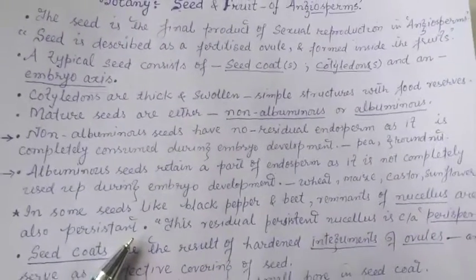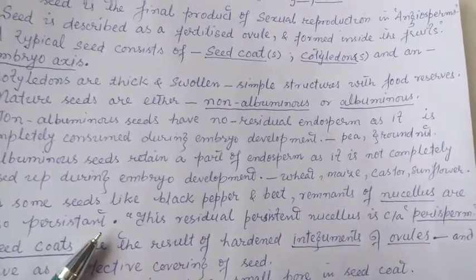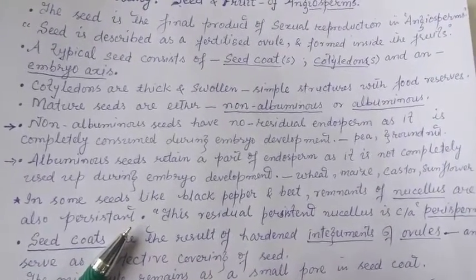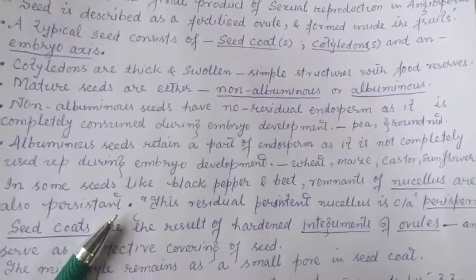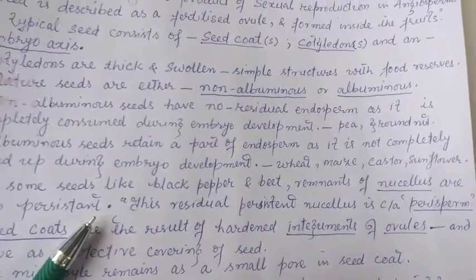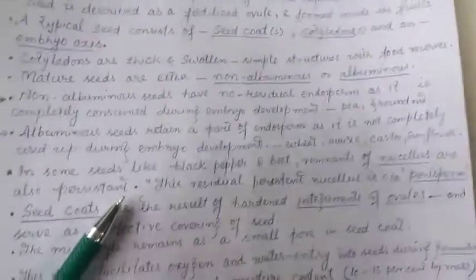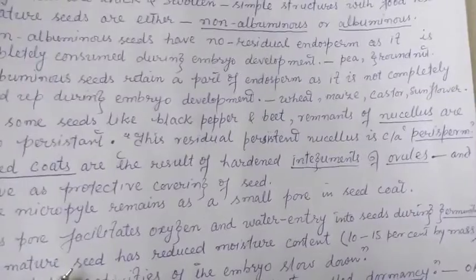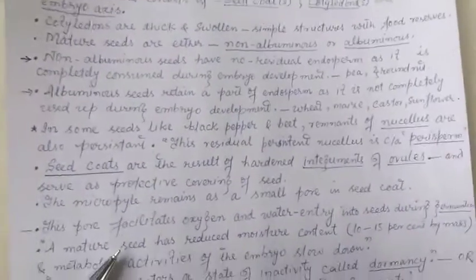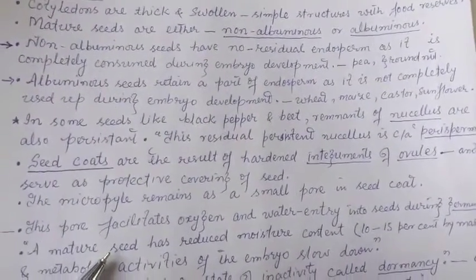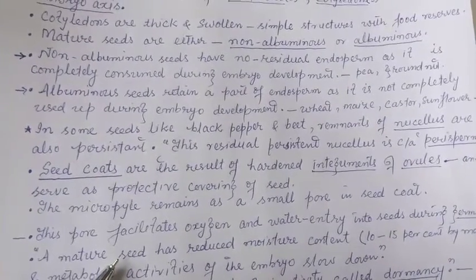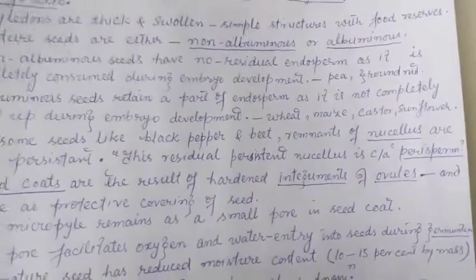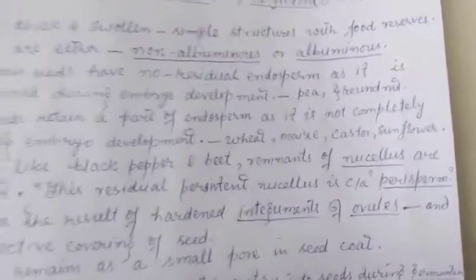And albuminous seeds retain a part of the endosperm as it is not completely used up during embryo development, as in case of wheat, maize, castor, and sunflower. In some seeds like black pepper and beet, remnants of nucellus are also persistent. You must be remembering the nucellar tissue. And this residual persistent nucellus is called perisperm.